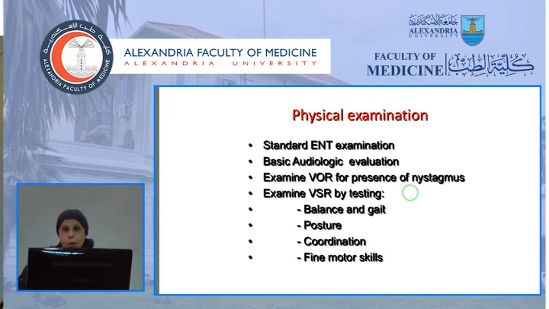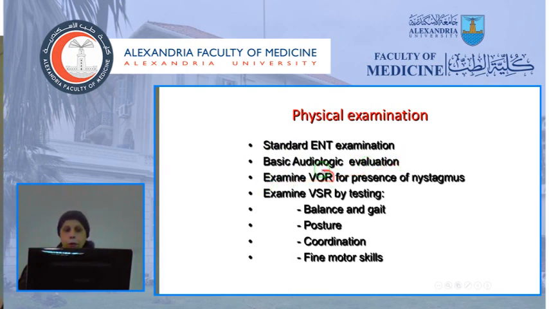Now we know that we have a symptom, which is vertigo or dizziness, and we have analyzed the symptom, and we have known what the sensory receptors are and what governs their action as a reflex, and now we want to go into the physical examination. So first of all, we want to do a standard ENT examination, a basic audiologic evaluation to know whether you have a problem in the hearing apparatus or not, the cochlea.